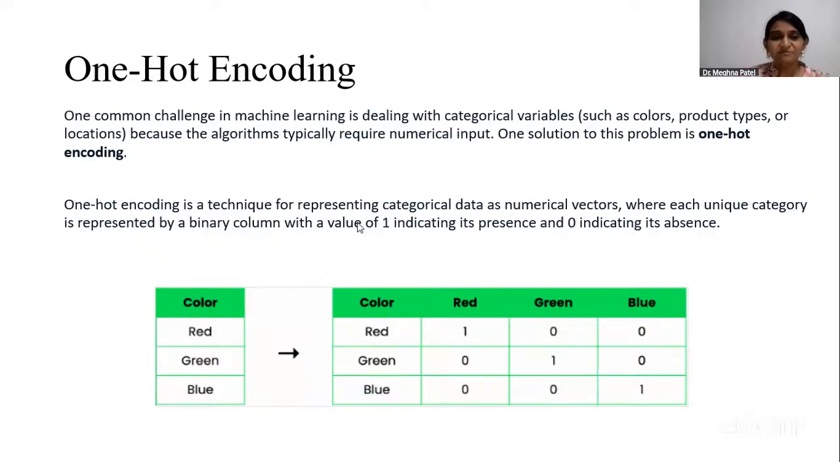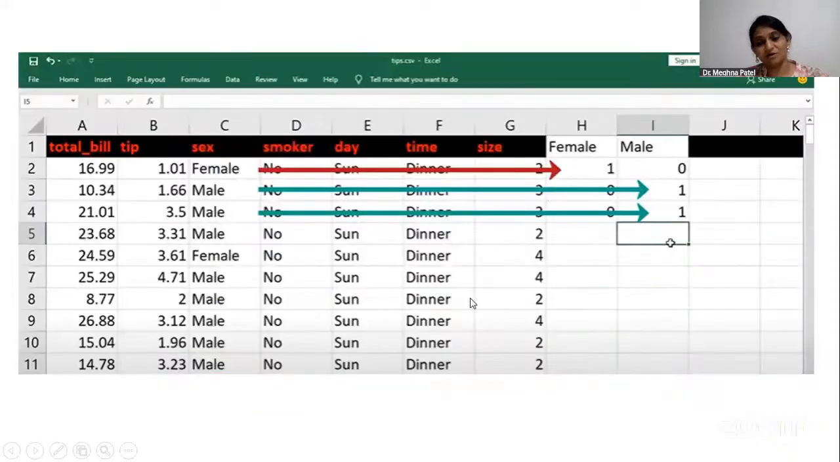Okay. One more example we are going to learn here for one hot encoding. See here. Okay. Now see here, this is one example. There are some features given here. The columns are total_bill, tip, sex, smoker, day, time, and size.